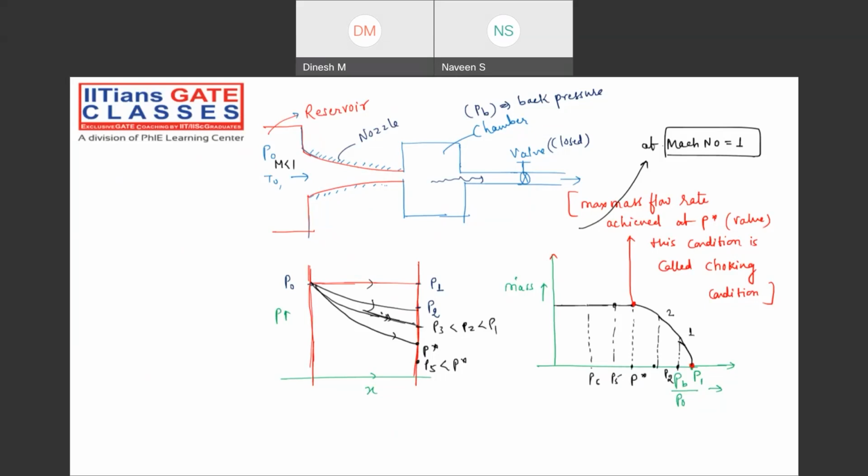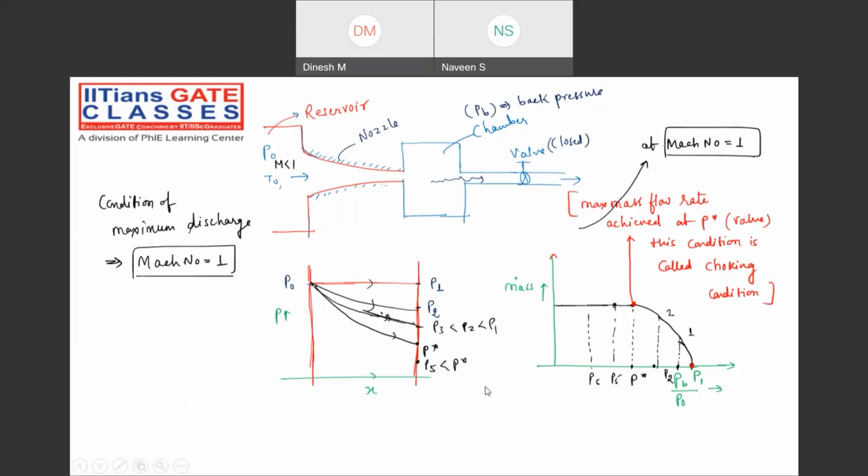Correct. So this is a very, very important and fundamental thing. Please note down. So what will be the condition for maximum discharge? Condition for maximum discharge: Mach number should be equal to 1. That is the condition for maximum mass flow rate, right? That is the main thing.